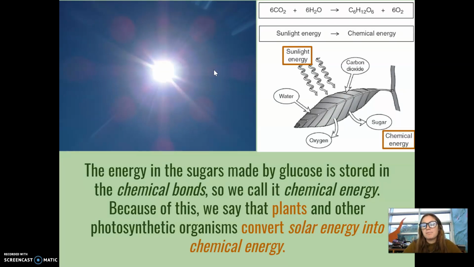The energy in the sugars made, the glucose, is actually stored in chemical bonds. So the whole point is to convert the solar energy that we're getting from the sun to chemical energy, because plants can use that chemical energy. They have to convert it from solar to chemical. A good way to think about this is they're creating a bond, they're creating glucose, so they have to produce or make chemical bonds, and that's where the chemical energy is stored.